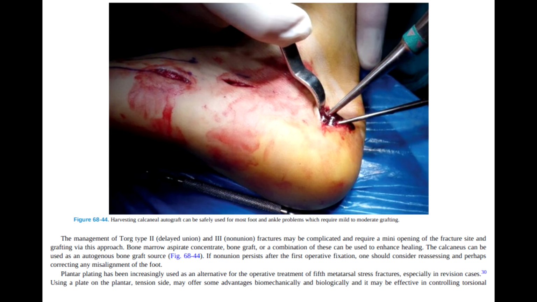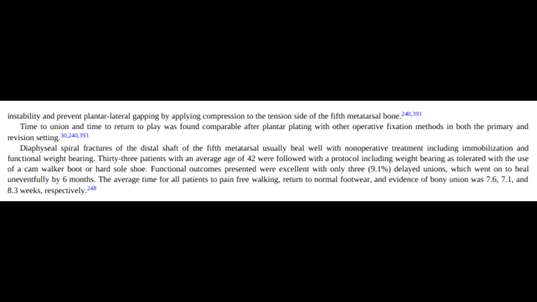Finally, plantar plating is another option, especially in revision cases for stress fractures of the fifth metatarsal. Placing a plate on the plantar or tension side of the bone may offer biomechanical and biological advantages, helping control torsional instability and preventing plantar lateral gapping by applying compression along the tension side. Studies show time to union and time to return to sport with plantar plating are comparable to other operative fixation methods in both primary and revision settings.